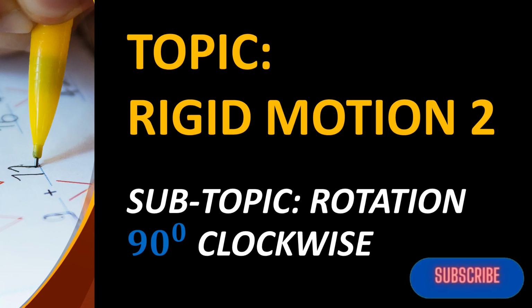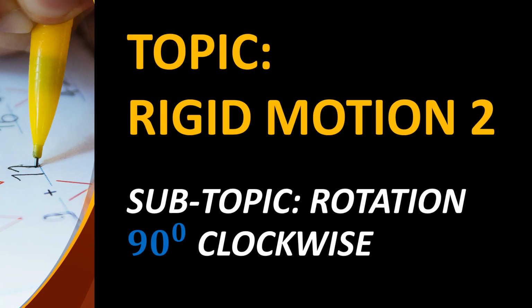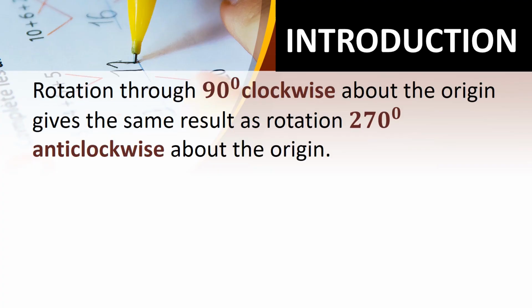We are continuing our discussion on rigid motion 2, and our subtopic for discussion is rotation through 90 degrees clockwise. Now, rotation 90 degrees clockwise about the origin will produce the same result as rotation 270 degrees anticlockwise about the origin. But our focus is to illustrate rotation 90 degrees clockwise. In our subsequent discussion, we will look at rotation 270 degrees anticlockwise and compare the results.